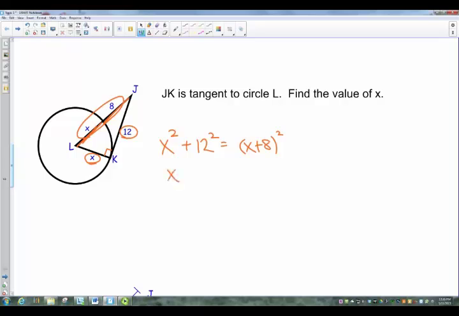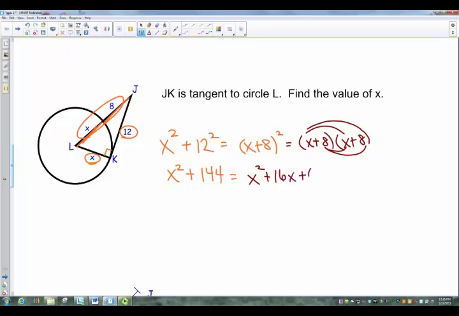So x squared is x squared. 12 squared is 144. x plus 8 squared. Now remember, when you're doing this, you cannot just square both of those. You actually have to FOIL this. So this is x plus 8 times x plus 8. This goes back to earlier in this class where you use FOIL, or this is a perfect square again. So you end up with x squared plus 16x plus 64.